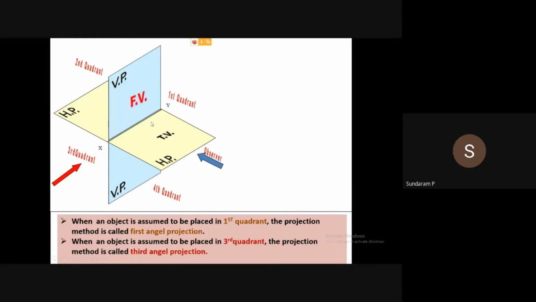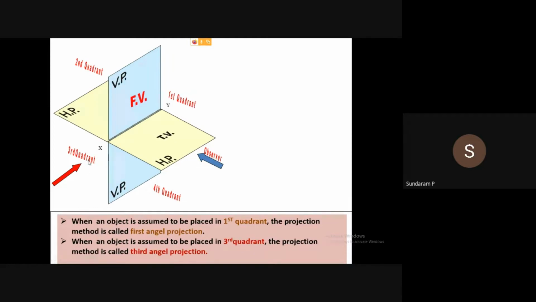So commonly in engineering practice around the world, there are two methods of projection. One is first angle projection, another is third angle projection. First angle projection is nothing but the object assumed to be in the first quadrant. Third angle projection is nothing but the object assumed to be in the third quadrant.